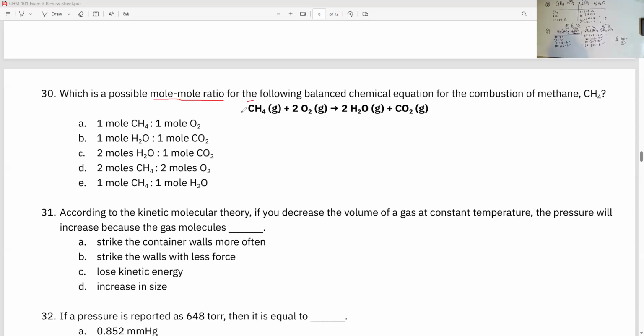Okay. So every 1 mole of CH4 is going to react with 2 moles of O2. So we can kind of go one by one and check these out. Let's look at the H2O and CO2 relationship for our next one. So 2 moles of H2O are produced along with 1 mole of CO2. Right? It's not 1 to 1, it's 2 to 1. So this one's no good.